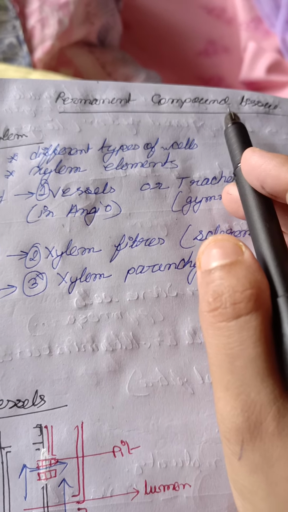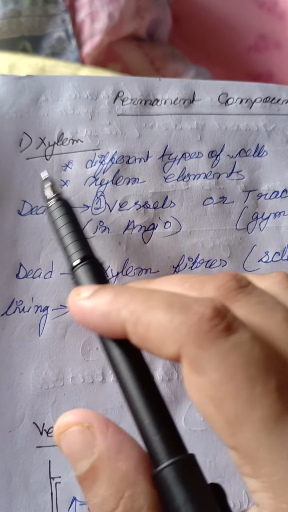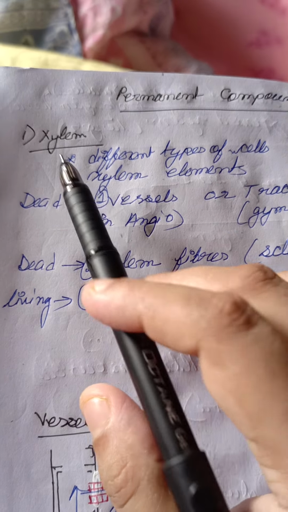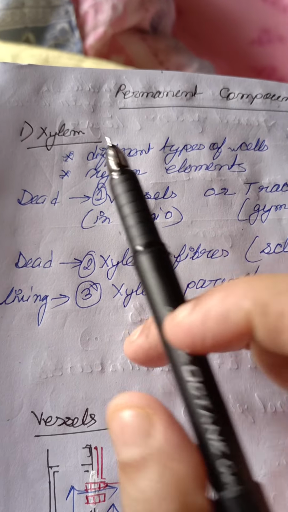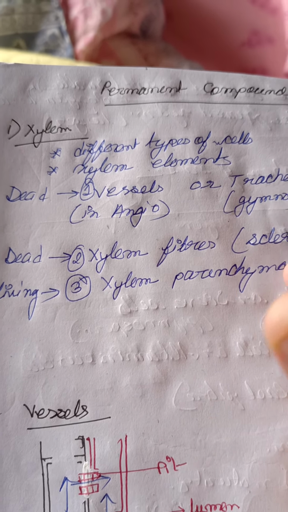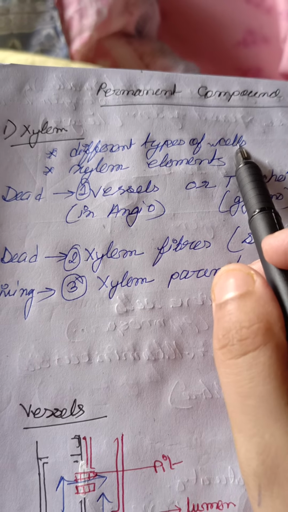Permanent compound tissue. First, in permanent compound tissue there are two things, xylem and phloem. So what is xylem? First we will discuss xylem. We know what xylem and phloem are, but why are they compound? Because they are made up of different types of cells, right? Different types of cells are present.